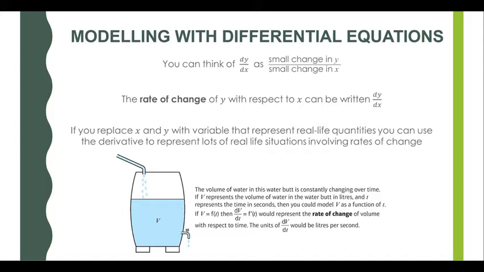For example, if we look at this water butt, the volume of water is constantly changing over time. If the letter V represents the volume of water in the butt in litres and t represents the time in seconds, then we can model this as a function V equals f of t. So volume is a function of time. So dV over dt, which is the same as f dash of t, would represent the rate of change of the volume with respect to time. The units would be litres per second. So volume is measured in litres, time is measured in seconds, so litres per second.